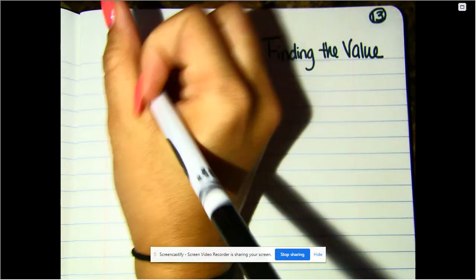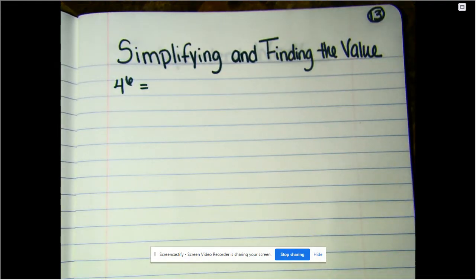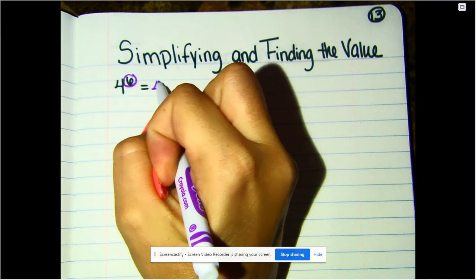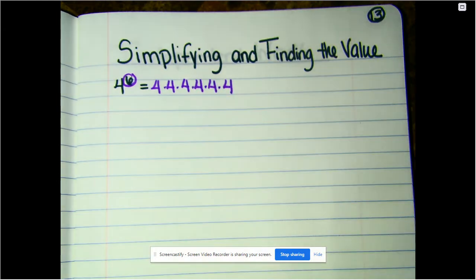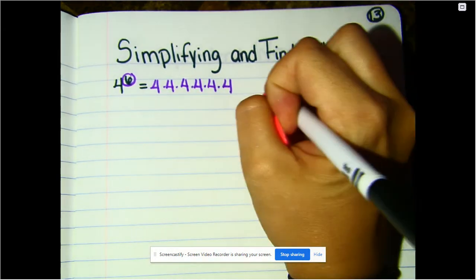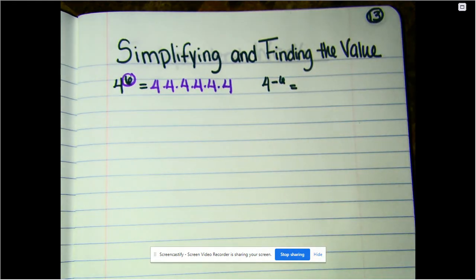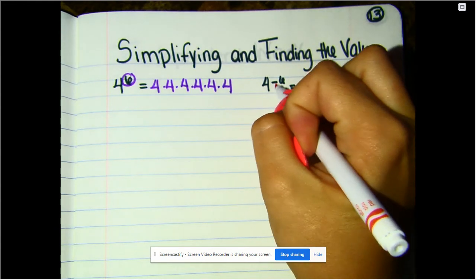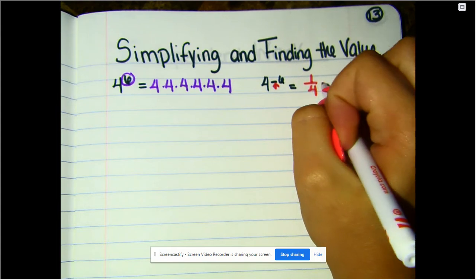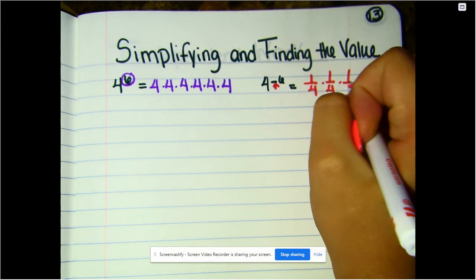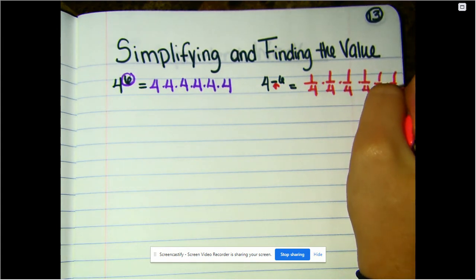So first, let's just do some reviewing. If we have 4 to the 6th power, we know that 6 lets me know that I need to write out 4 6 times. 1, 2, 3, 4, 5, 6. However, if I had 4 to the negative 6th power, we look at that negative sign as the word opposite. So this is the opposite of multiplying by 4 6 times. So that's going to be dividing by 4 6 times. So 1/4 times 1/4 times 1/4, 4, 5, and then 6.